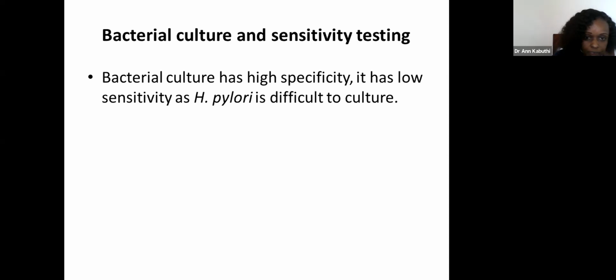Now, once these biopsies are collected, they should be taken to the lab and processed immediately, within 6 hours of biopsy collection. Again, the culture media used for culture should be supplemented with antimicrobial agents, and this will inhibit overgrowth of contaminating bacteria and fungi. That way, all of this will help you increase the yield of the bacteria cultured.